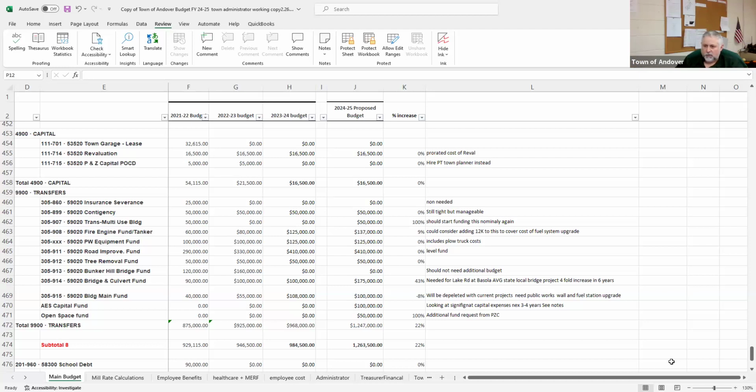Correct. So if you want levers to pull, you could trim a little bit off the road improvement fund, the tree fund, or the building maintenance fund. It just depends, because when you do that, you affect the town's ability to do projects. But I get that people don't want to pay more taxes. So that really is the decision point.